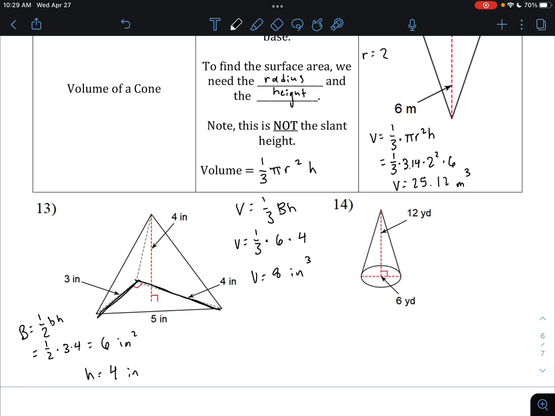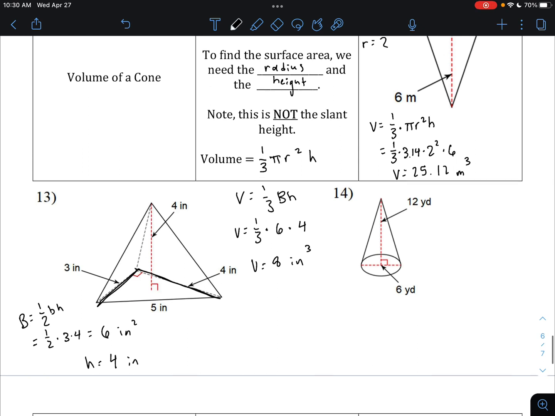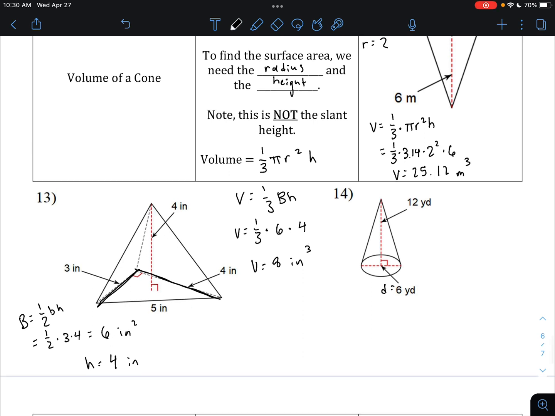Now I'd like you to try this next example, example 14, on your own. Pause the video and unpause it when you're ready to check your work. Now, this problem is slightly different in that it gives us the diameter instead of our radius. So if it gives us a diameter of 6, that means our radius is 3. And then we can cross out our diameter because we don't need it anymore. We just needed it to find the radius. We also know that our height is 12, and so we have our height and our radius, and we can plug those into the equation.